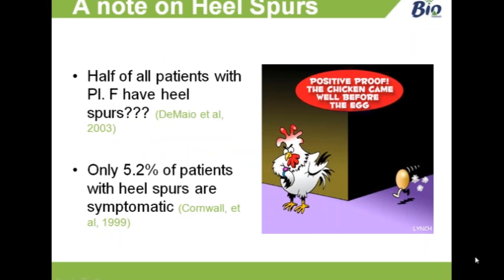Heel spurs have been commonly implicated as a risk factor for plantar fasciitis, and according to one paper, half of patients diagnosed with plantar fasciitis have heel spurs, but it's not clear from that research how much influence the heel spur actually has on the condition. But then there's another study that showed only 5.2% of patients with heel spurs are actually symptomatic. And basically that means that lots of us are walking around with heel spurs without even knowing it. So it is pretty much just an anatomical variance.